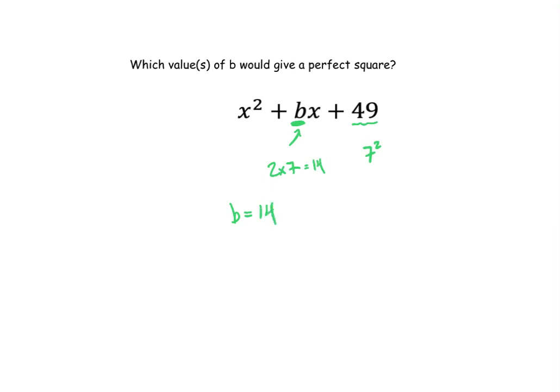But there's actually another possibility. We could end up with the case where we had -7 squared, in which case 2 times -7 would have given us -14. So our other answer would be that b could have also been -14.